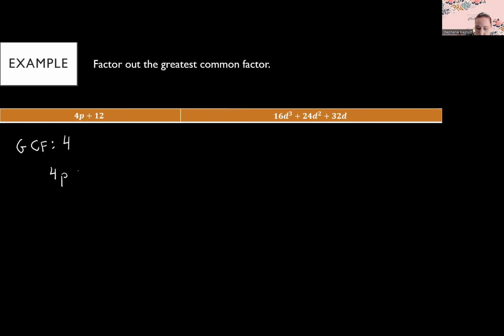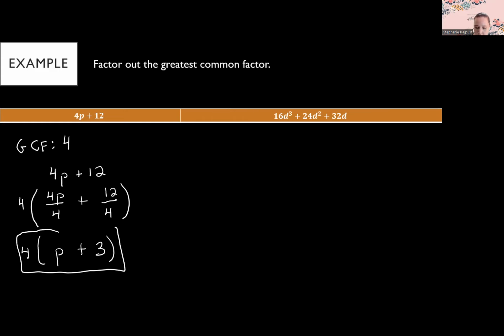So we have 4p plus 12. To use my method, you put your greatest common factor in front, and then you divide each term by the greatest common factor. So we're going to have 4p divided by 4, and then the plus sign, and then 12 divided by 4. And then you do the division in the parentheses. So 4 divided by 4 is 1, so I'm left with 1p, which I could just write as p, plus 12 divided by 4, which is 3. So you get 4 times the quantity p plus 3.